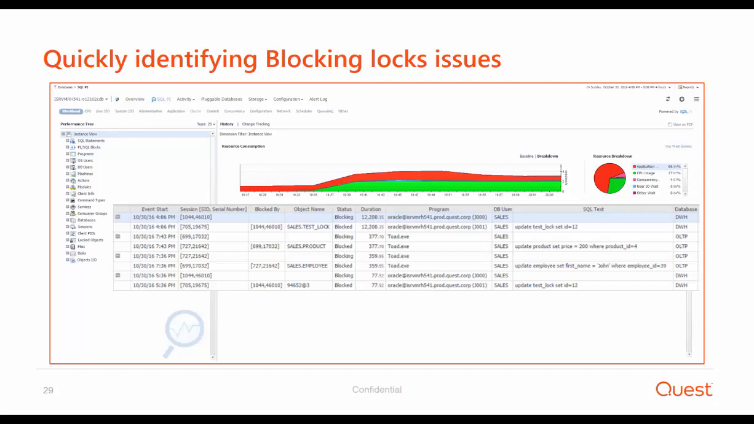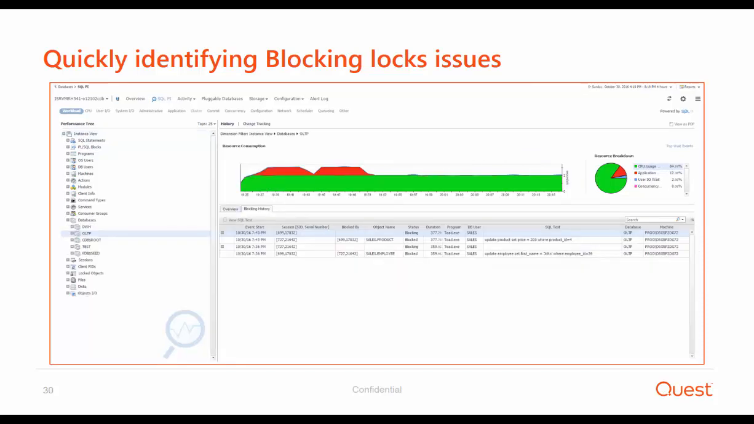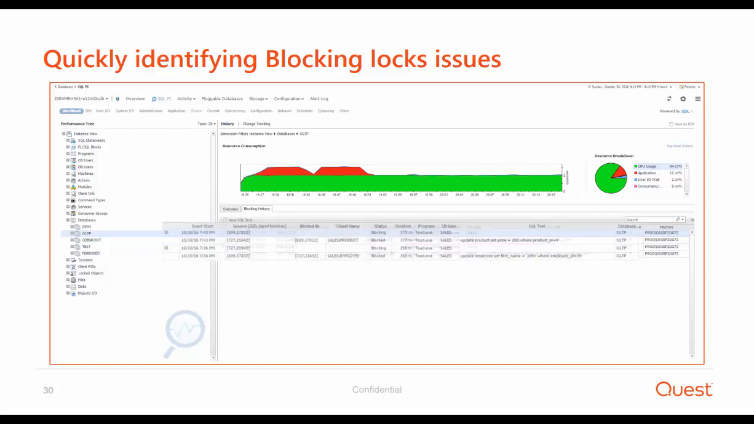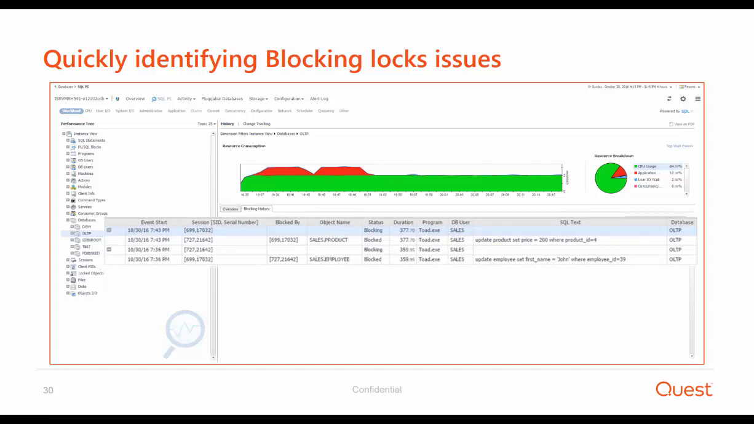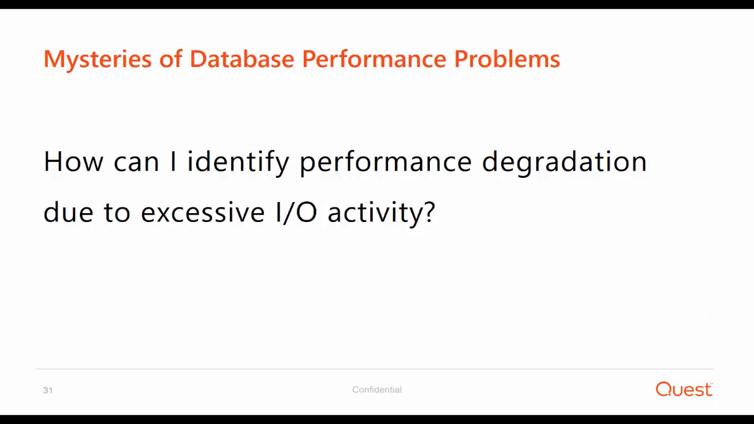We can also filter the blocking history tab. In this case, I filtered all the lock trees by a specific database, OLTP. Now, all the information that I will see about the historical lock trees is filtered by that database. So you can see who locked who, when, why, what was the duration of the lock, but for a specific database, which is OLTP. In the same manner, I could choose any other database.